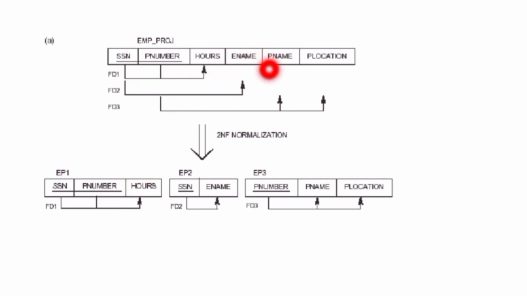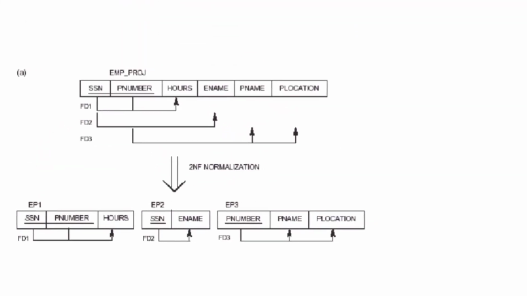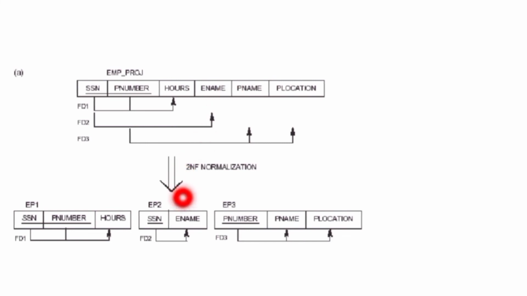What is my second functional dependency? Employee name and SSN. See, employee name is fully functionally dependent on SSN. So I am dividing that as a separate table. This is the separate table, employee 2. Now project location and project name are fully functionally dependent on project number. So I am dividing that as a separate table. So see, project number, project name and project location.